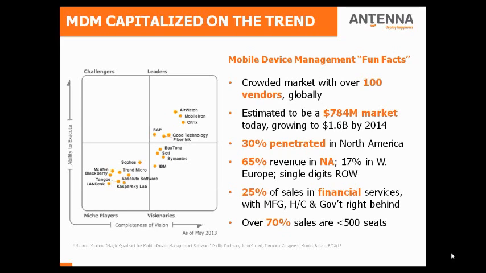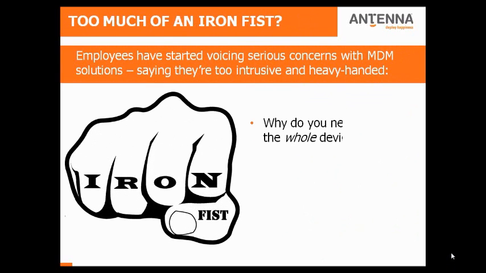So clearly, companies like SAP, Good, FiberLink, MobileIron, and AirWatch have really capitalized on this trend of BYOD and have been selling solutions and software to help enterprises get control over those devices. But recently, you may have read a lot of the more recent backlash to MDM solutions. You're starting to read more about employees who've started voicing concerns with these types of solutions, saying that they're very heavy-handed and very intrusive and invasive.